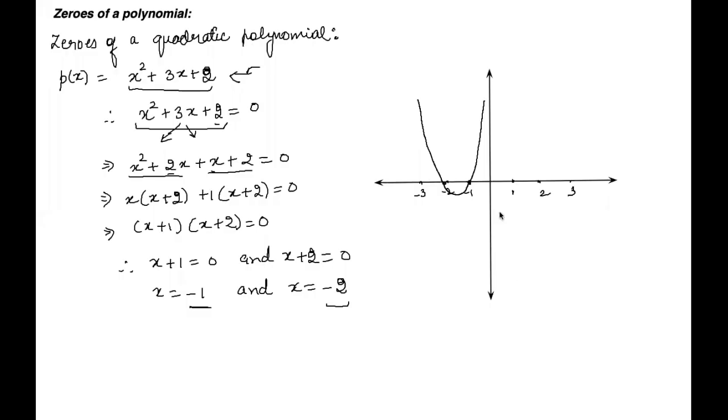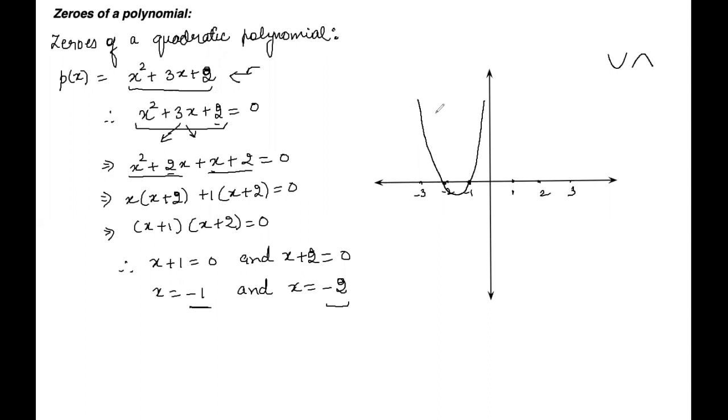Now when we draw the graph of a quadratic polynomial, the graph of a quadratic polynomial is a parabola. What is a parabola? It is a shape this way. It can be this way or it can be this way, depending on the equation of the quadratic polynomial.